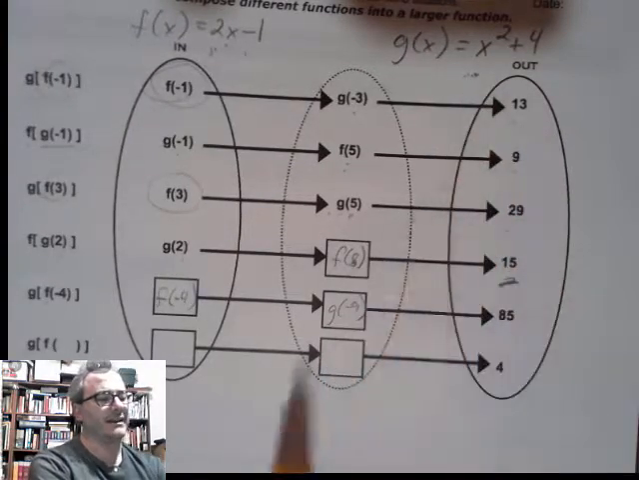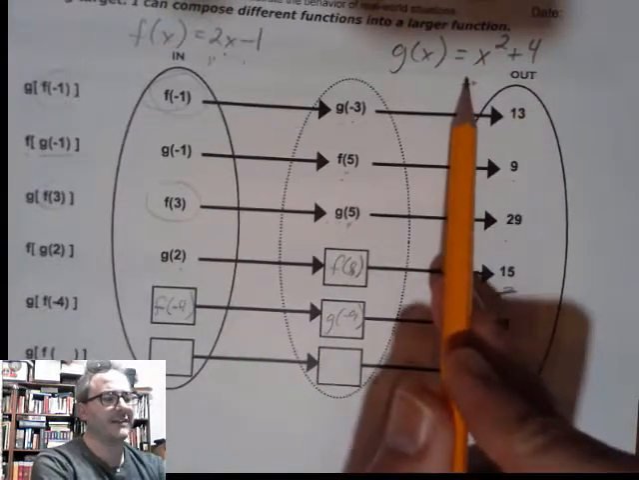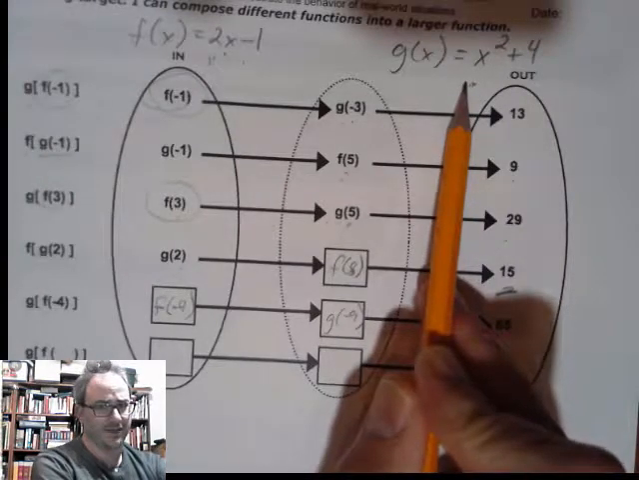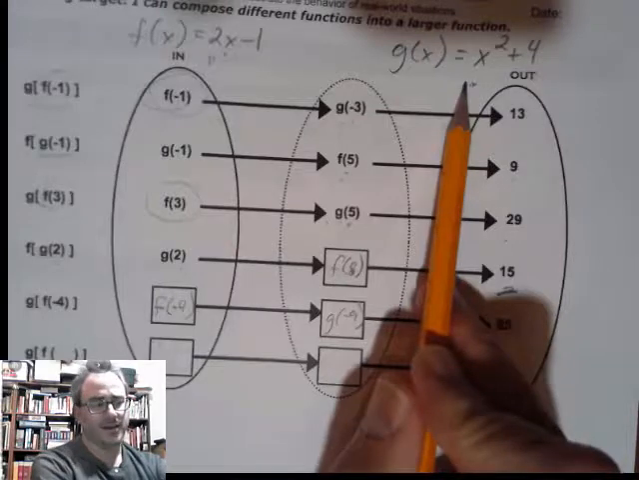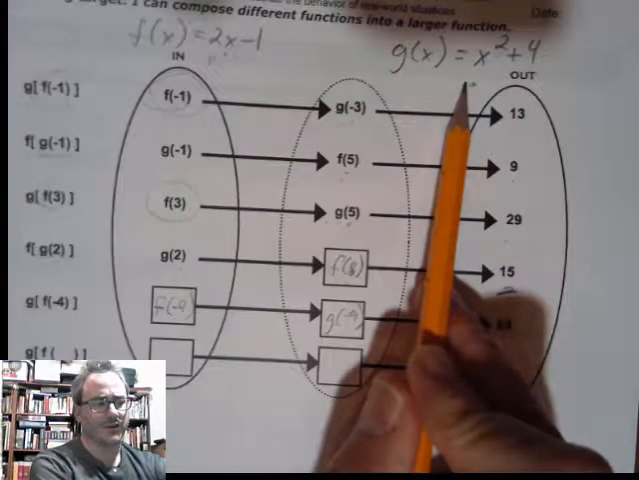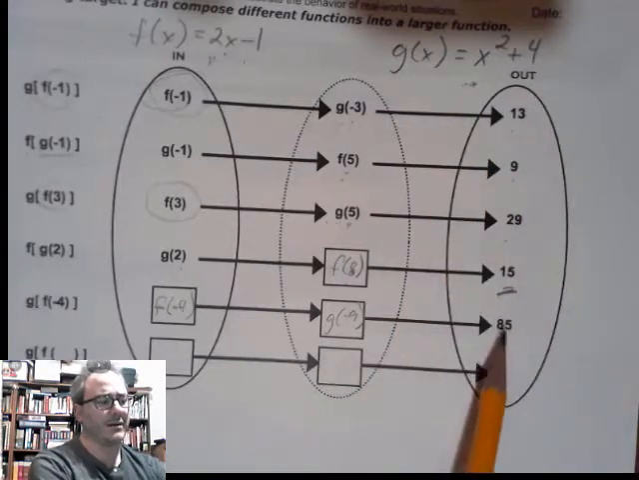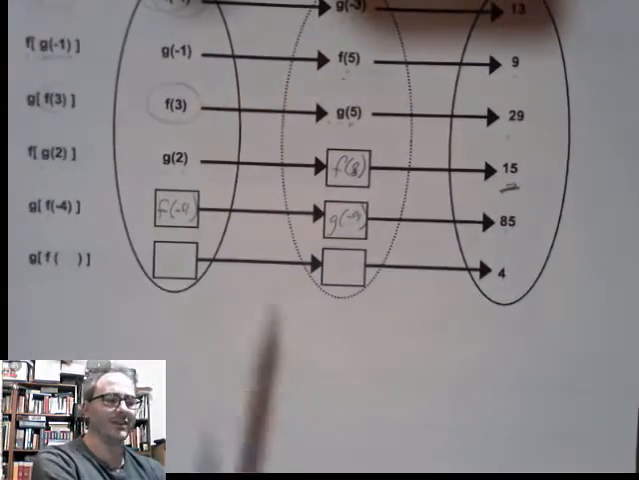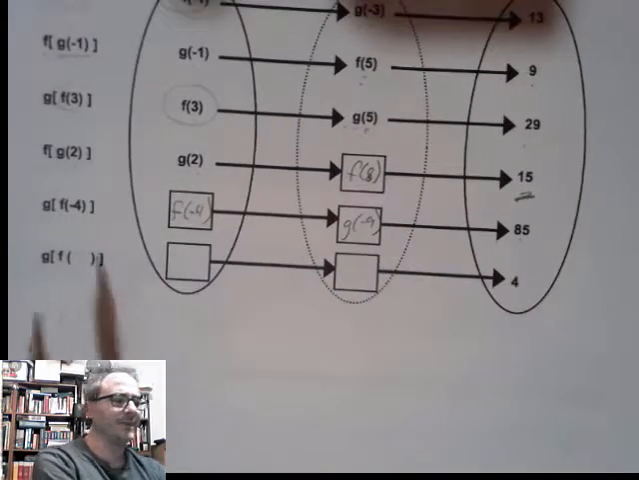All right, the g of negative 9. Plug negative 9 into my g of x. Negative 9 times negative 9 is going to be positive 81. Again, use your tools if you don't know. 81 plus 4 is 85. We're doing good. Everything's lining up here.